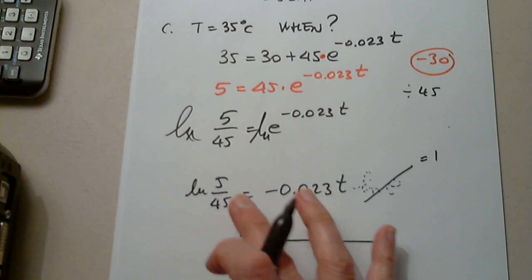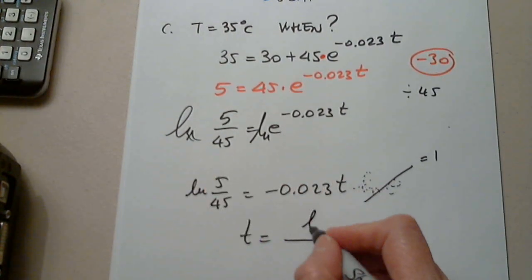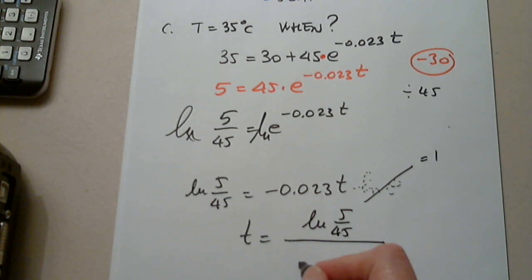Careful how you write it. This is a number at the top. Natural log of 5/45 over negative 0.023. And I get that t is approximately in minutes.